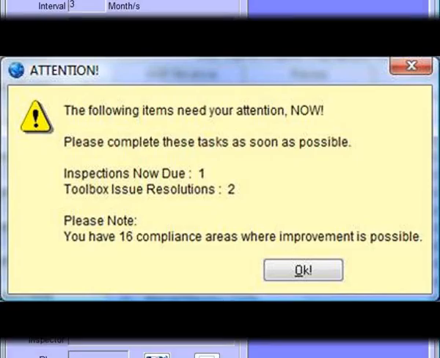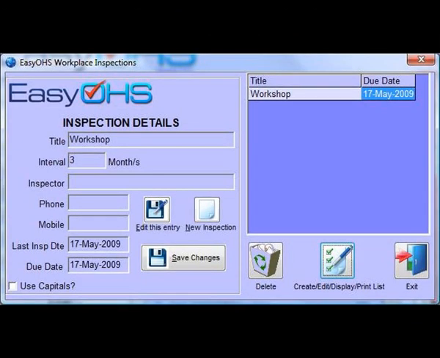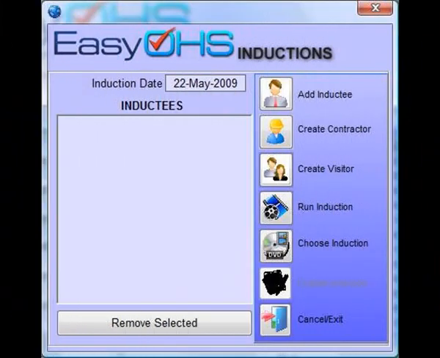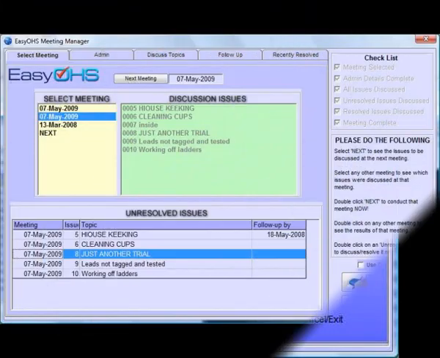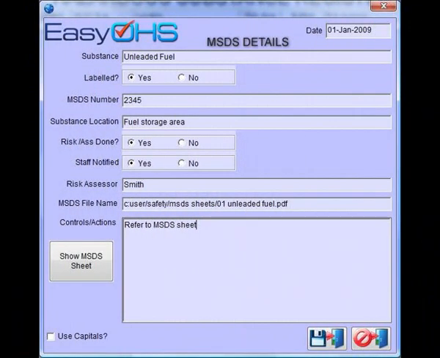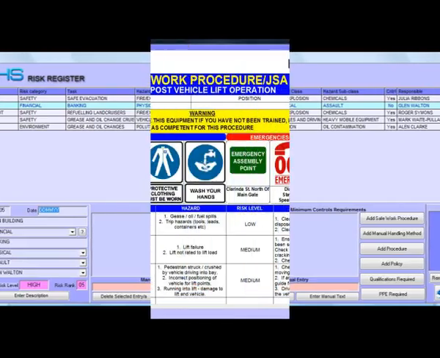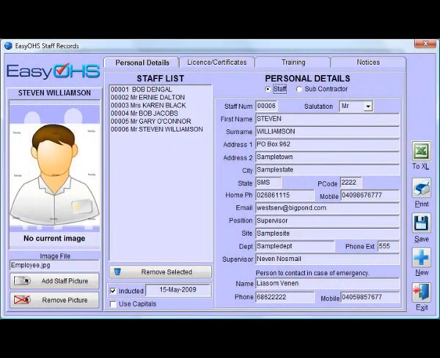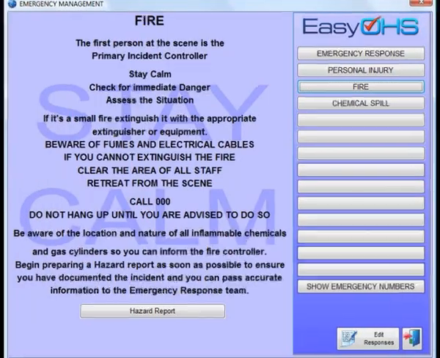The EasyOHS system has various parts to it which include safety audits and inspections, policies and procedures, consultation and induction, safety meetings, hazard management, hazardous substances, risk registers, safe work procedures, staff information, training and qualifications, and emergency management.